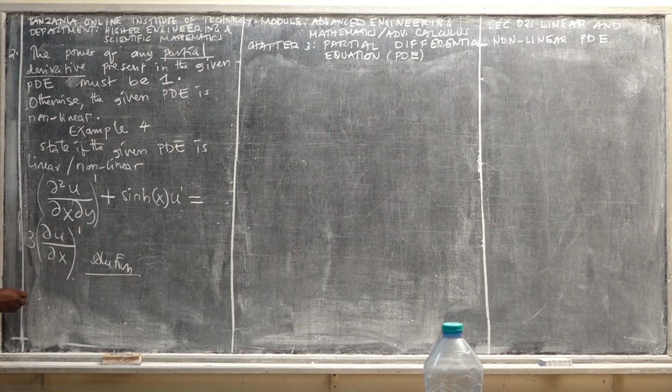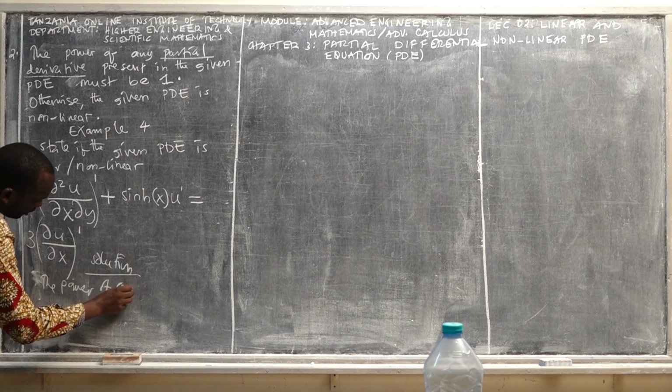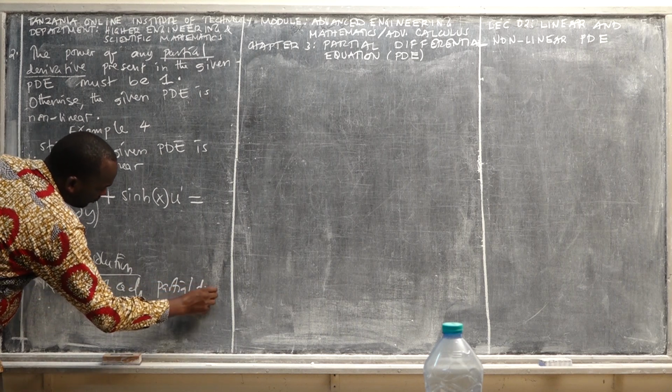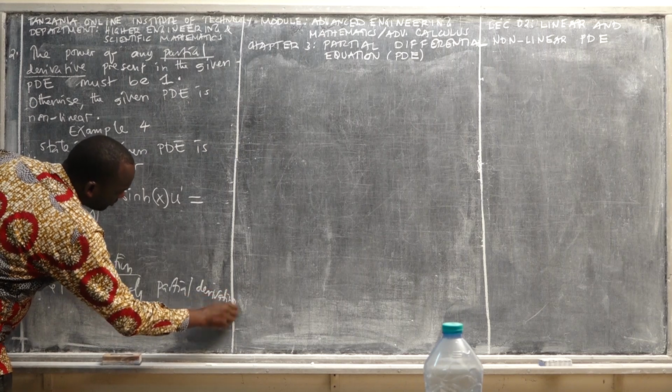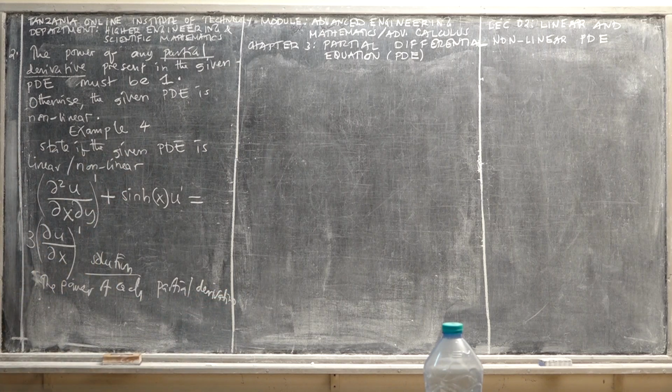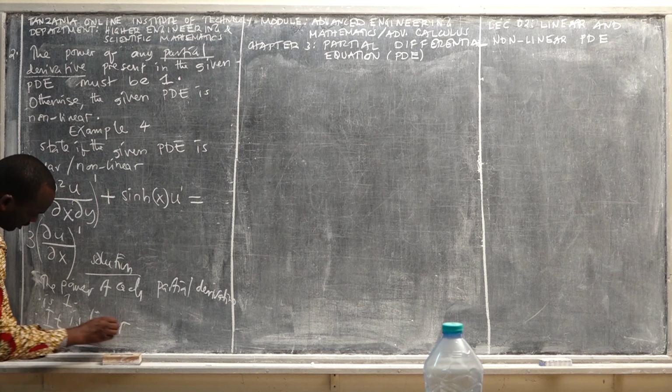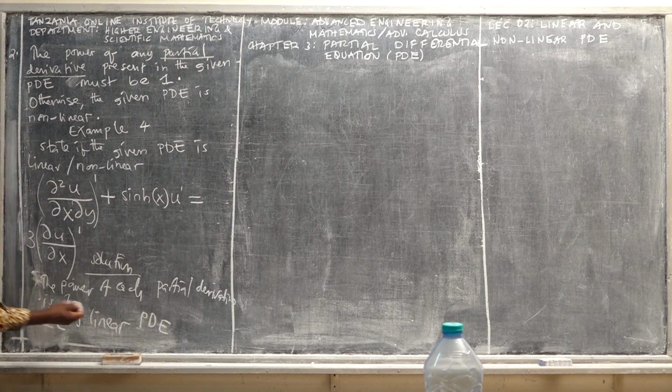Kwa tukiangalia hii second condition nasema kwamba the power of each partial derivative is 1. Therefore, the given partial differential equation, it is what? Linear. It is linear partial differential equation.